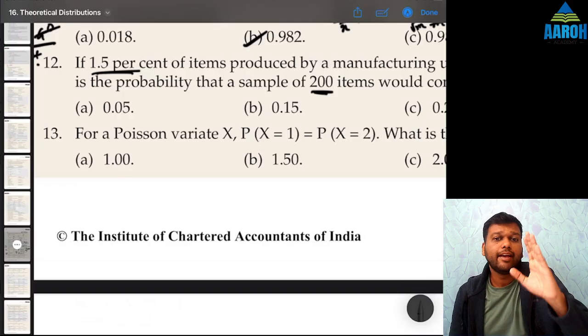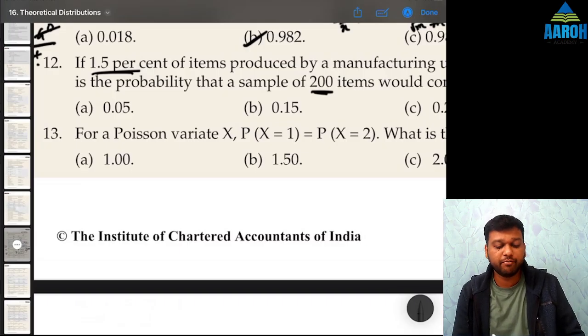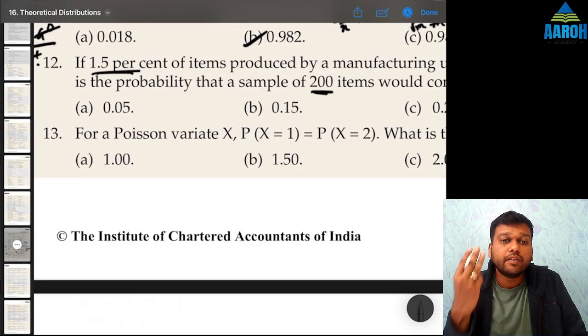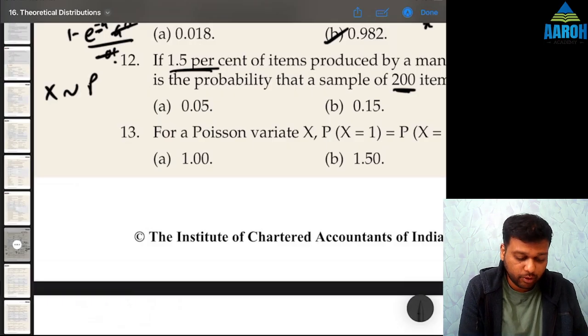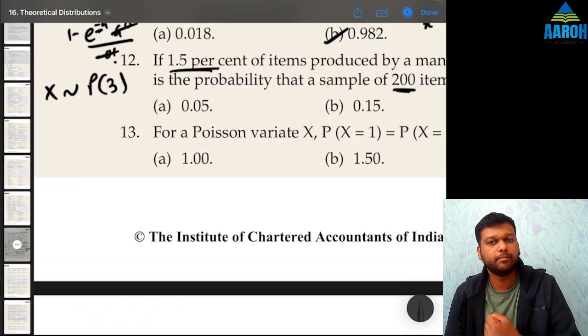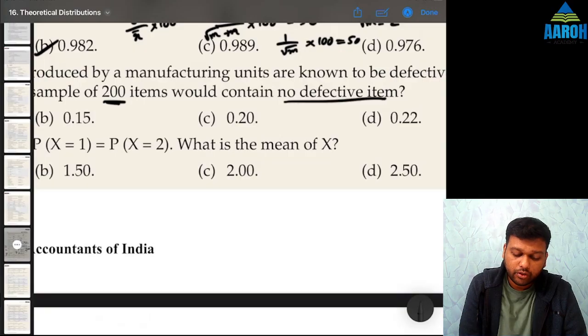How do you do that? N into p. What is n into p? 200 into 1.5%, that is 3. 3 will be the parameter of Poisson distribution. So we can say x follows Poisson distribution with parameter 3. Now we want probability that it would contain no defective item.